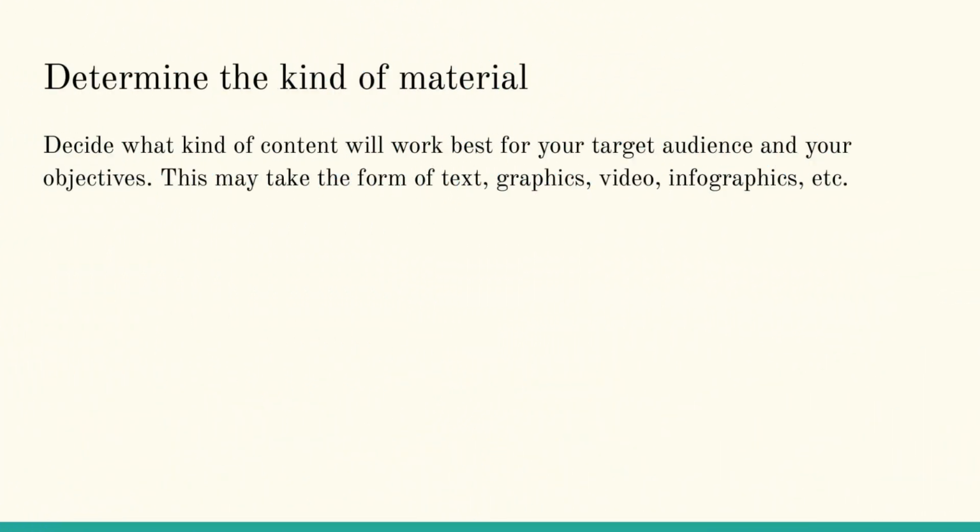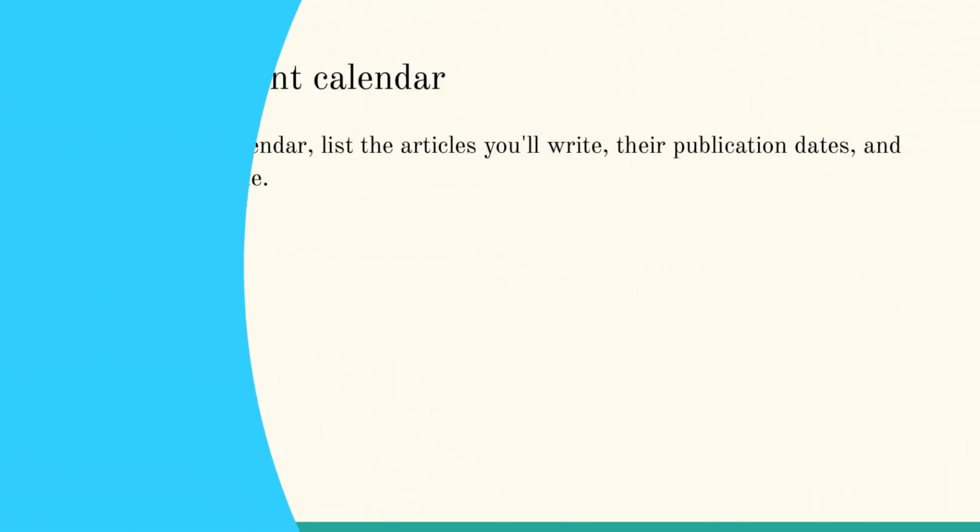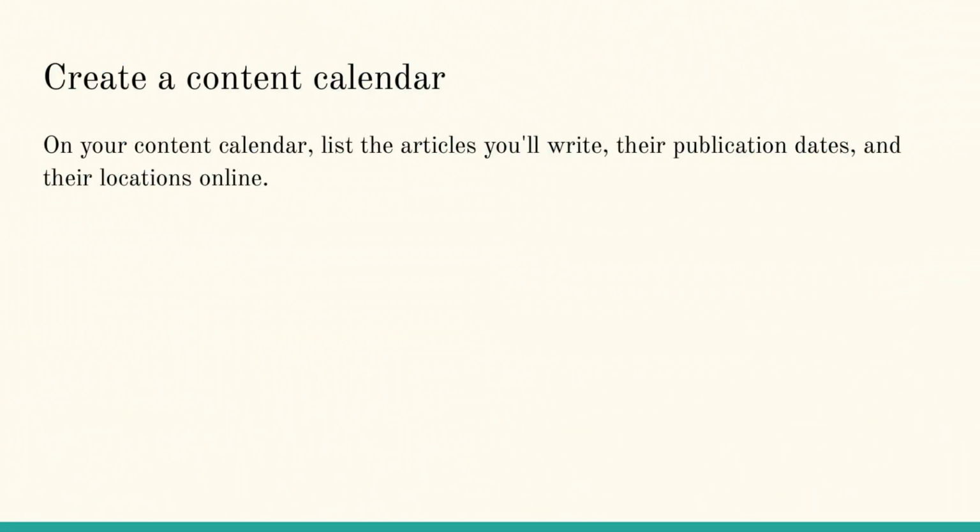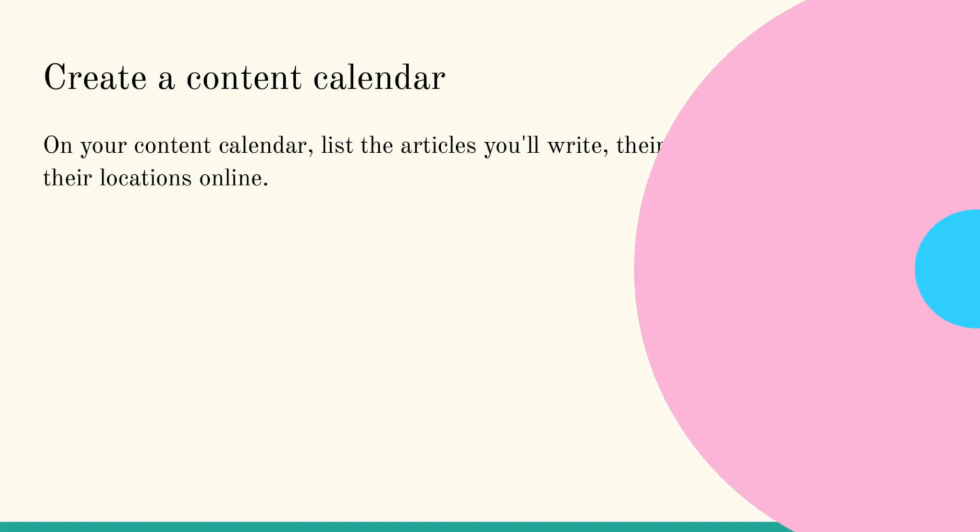3. Determine the kind of material. Decide what kind of content will work best for your target audience and your objectives. This may take the form of text, graphics, video, infographics, etc. 4. Create a content calendar. On your content calendar, list the articles you'll write, their publication dates, and their locations online.